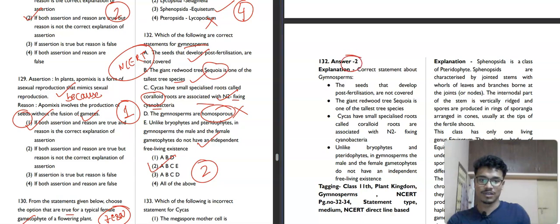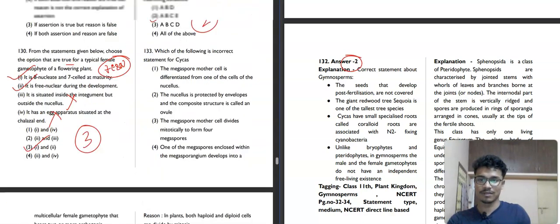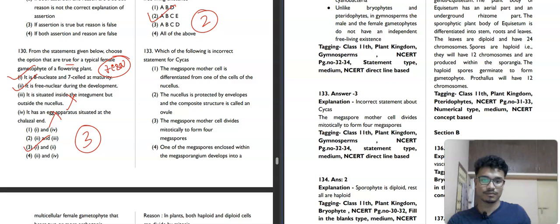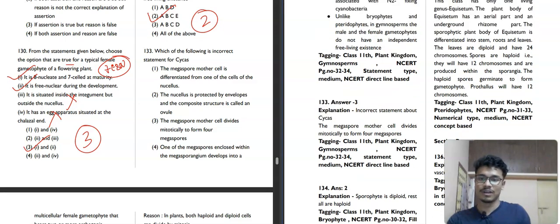Now we'll move towards the next question. Question number 133. What it is saying: which of the following is an incorrect statement about cycas? The megaspore mother cell is differentiated from one of the cells of the nucellus. Correct. The nucellus is protected by envelopes and the composite structure is called an ovule. Correct. The megaspore mother cells divide mitotically to form 4 megaspores.